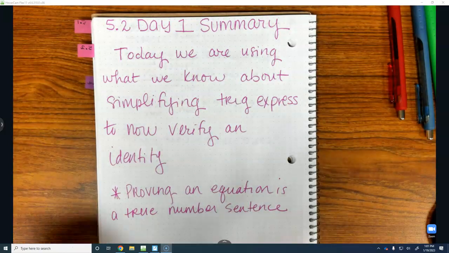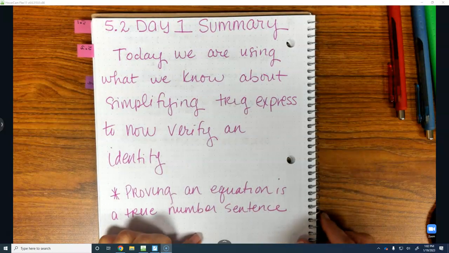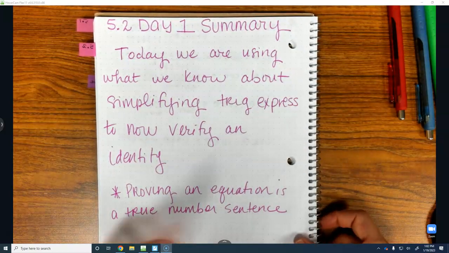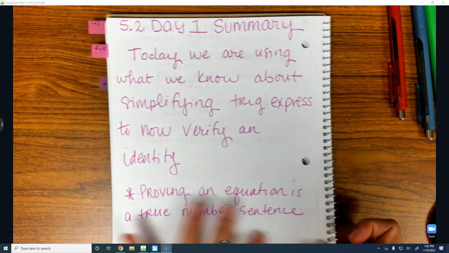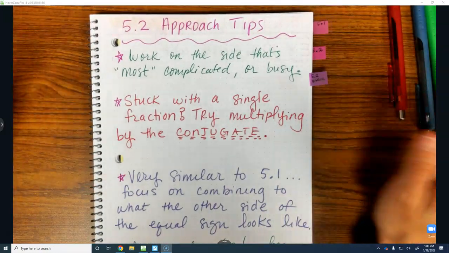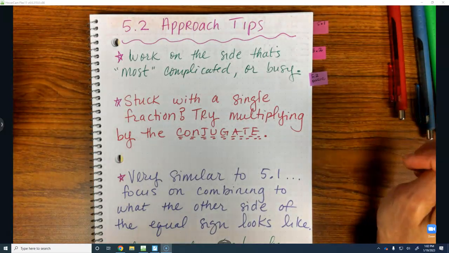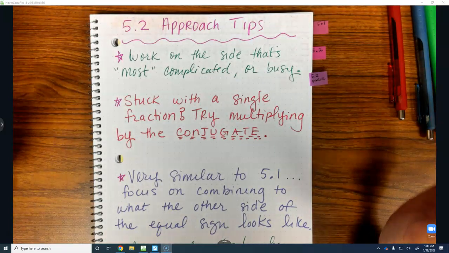Okay, 5.2, guys, all we're going to do is pretty much the same thing as 5.1. We are just proving identities. There's just going to be an equal sign here. Let's go ahead and talk about some tips that are going to make it successful for you. I would certainly write this down because this is going to help you if you get stuck.